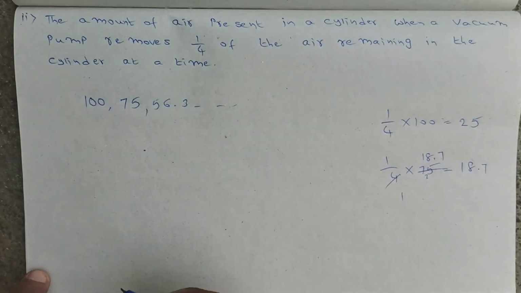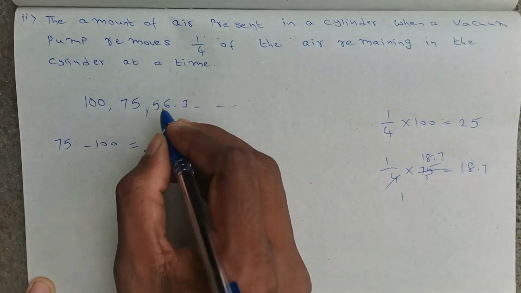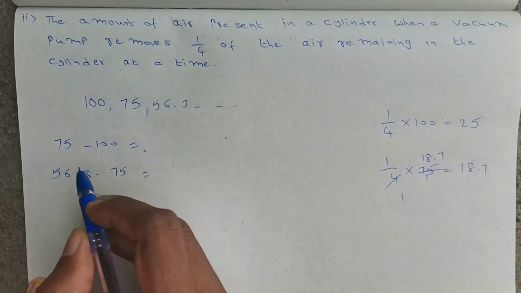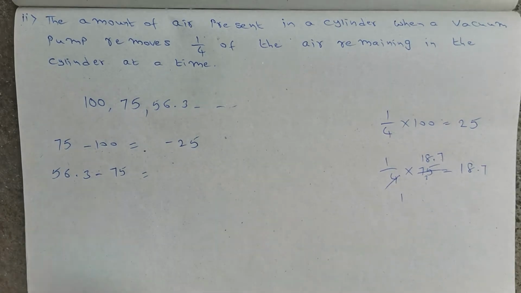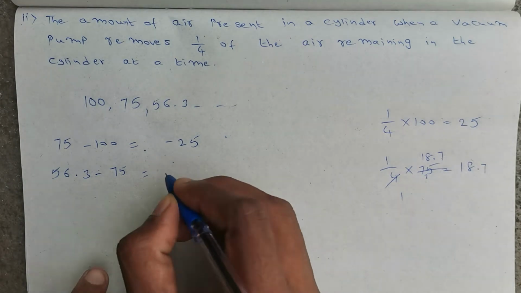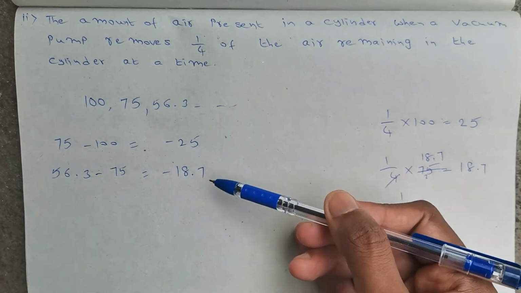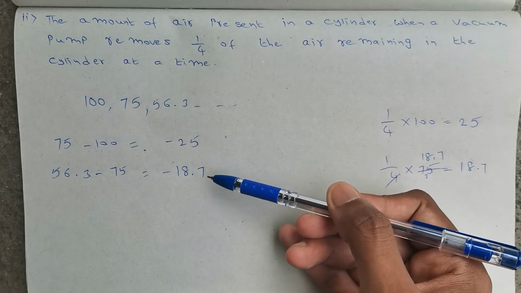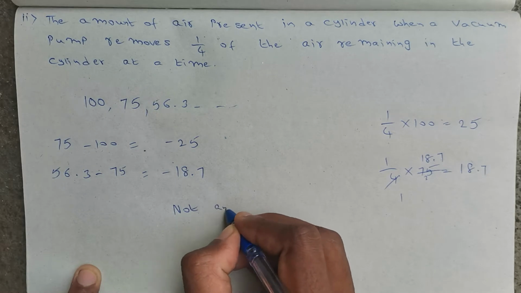Now if we observe the difference, second term minus first term, that is 75 minus 100, and third term minus second term, 56.3 minus 75. 75 minus 100 is minus 25. The same way here 56.3 minus 75 is equal to minus 18.7. Here the difference is minus 25, whereas in this case the difference is minus 18.7. So both the differences are completely different. So that's why we can conclude it is not an AP.